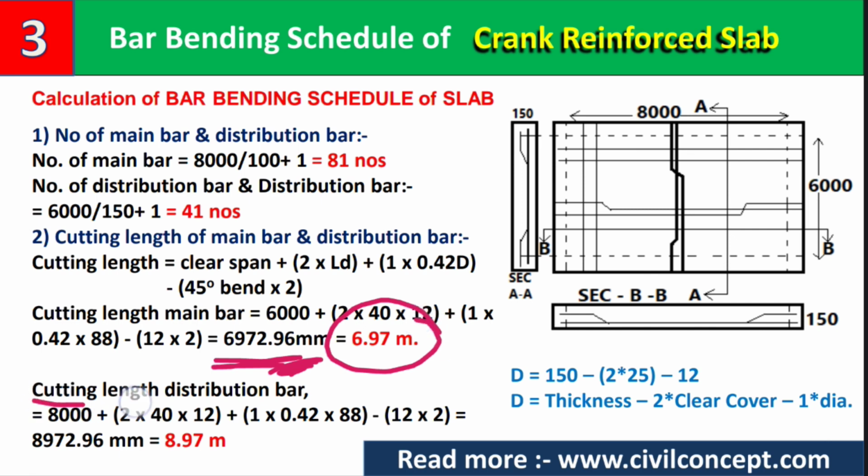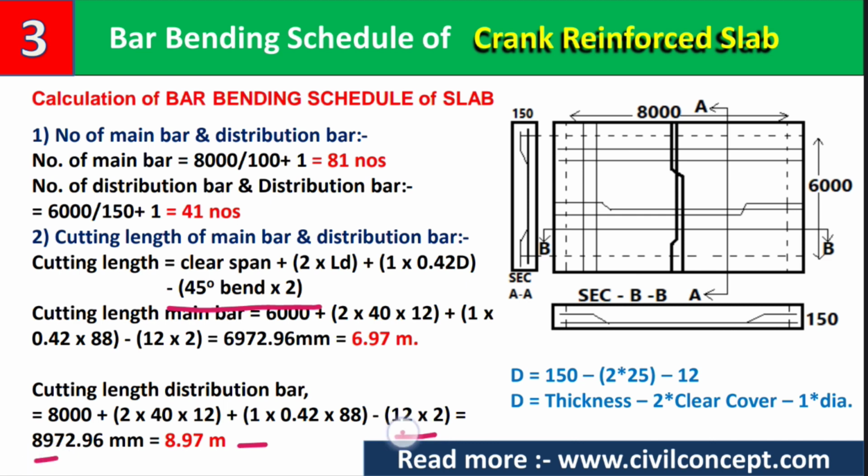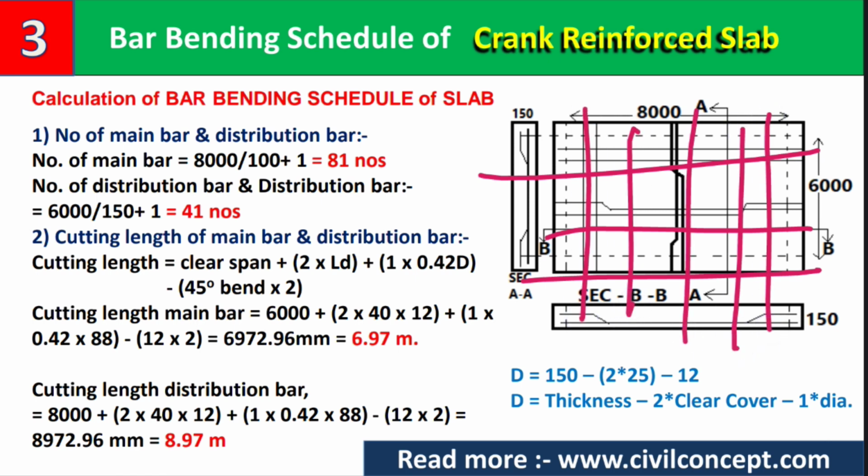Now in the same way, for the cutting length of the distribution bar, we have to use the same formula, which is 8000 clear span, plus 2 into 40D for LD, plus 1 into 0.42D, as I have written here, and again minus 45 degree bend into 2. After calculating we will get 8972.96 mm, which is 8.97 meter, which is the cutting length of the distribution bars in this direction. So this is the cutting length of the main bars and distribution bars we have calculated.